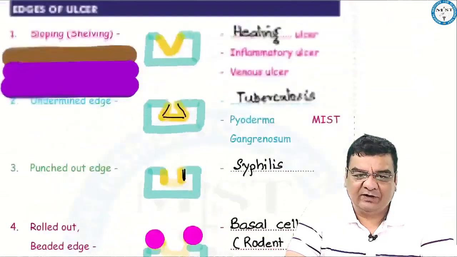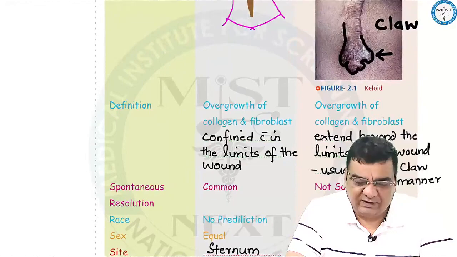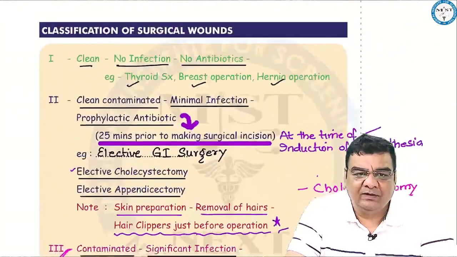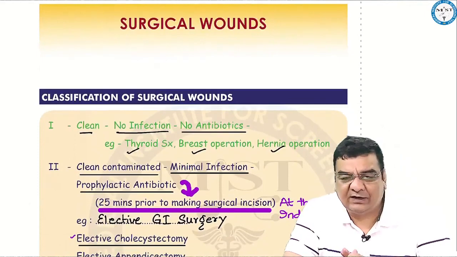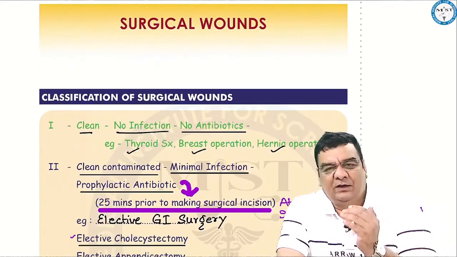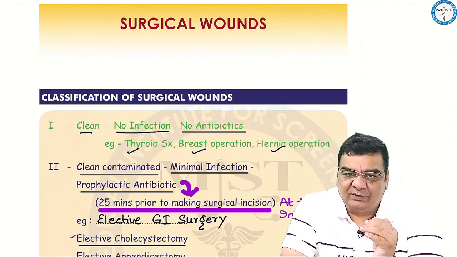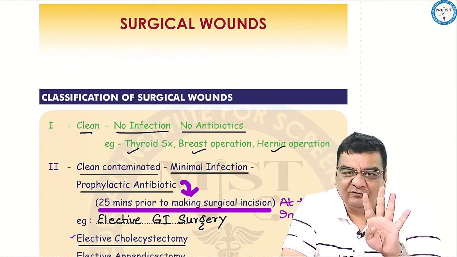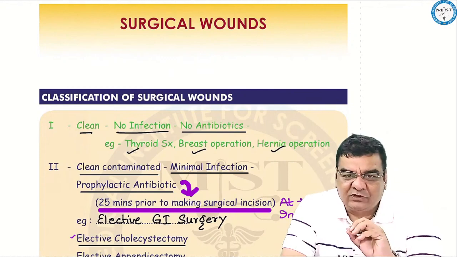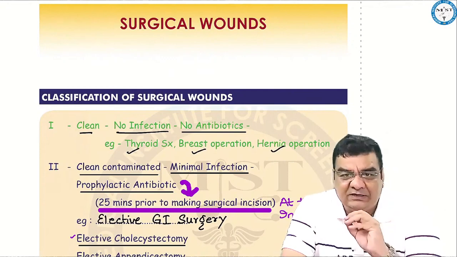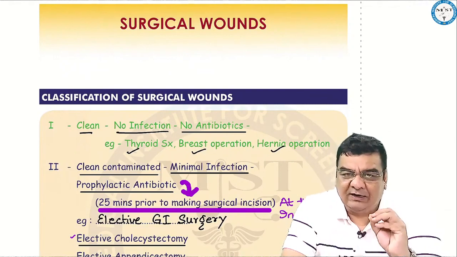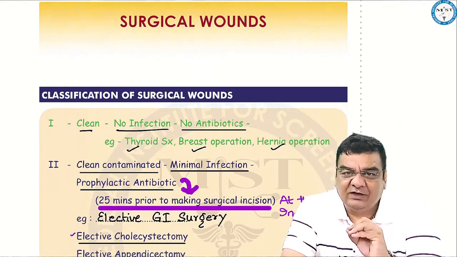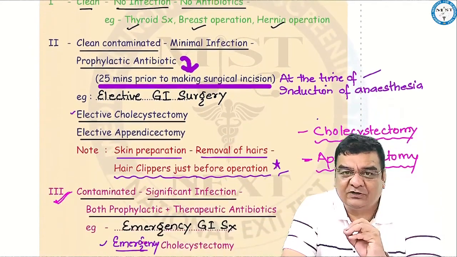Let us quickly revise this chapter, first with the workbook and then without the workbook. In this surgical wounds chapter, beta, we talked about the different type of surgical wounds. Depending on the amount of infection in a particular surgery, we can classify these surgeries into 4 categories. No infection, minimal infection, significant infection, gross infection. No infection, clean. Minimal infection, clean, contaminated. Significant infection, contaminated. Gross infection, dirty.